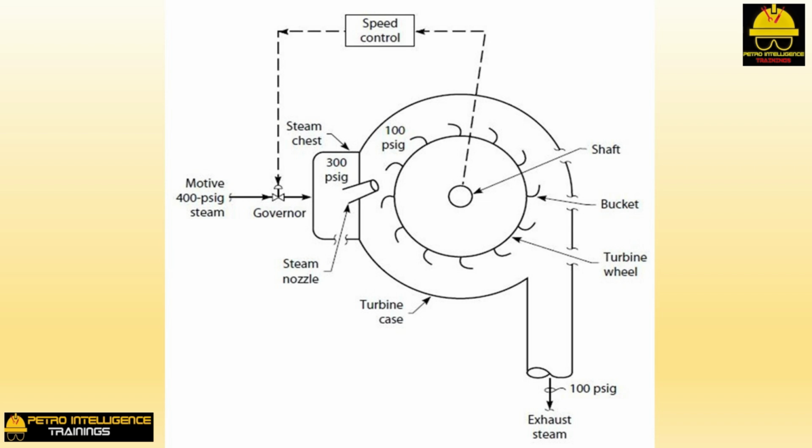It is true that I could simply open up the governor and reduce the pressure drop of the steam across the governor from 100 to 10 psi. This would raise the pressure in the steam chest from 300 to 390 psi-g.